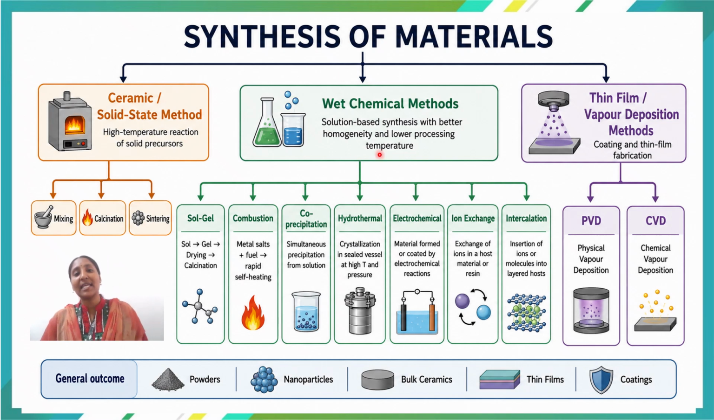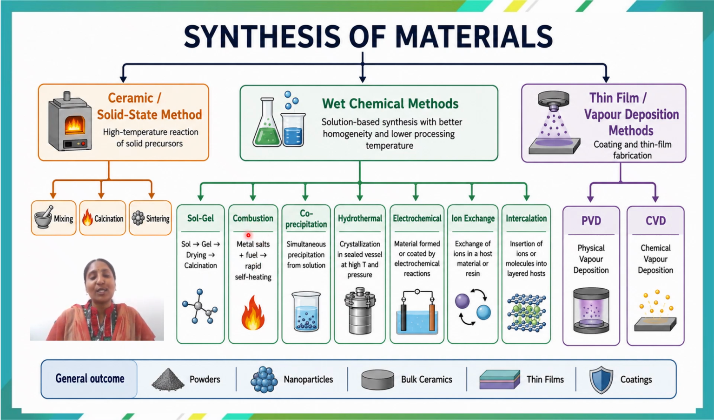The second category is the wet chemical method. Here the starting material is processed in a solution, which provides better homogeneity and high control over particle size. Here in the wet chemical category, I classify seven methods. The first one is sol-gel. In sol-gel, a liquid sol is converted into a gel, dried and calcined. The second method is the combustion synthesis.